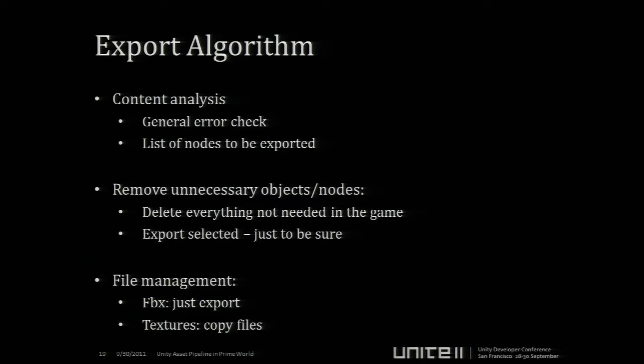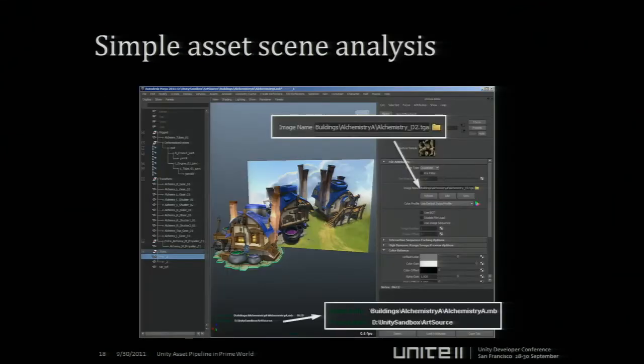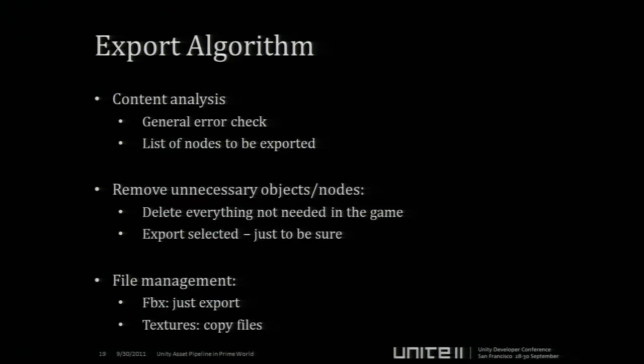What do we need to export an asset like this? First of all, we need to check for some general errors like missing materials or a missing mesh, stuff like that. Then we need to understand what nodes we need to export. As you can see in this example, we don't need to export this plane, because it contains concept art that is needed for production, but we don't need to see it in the game. As soon as we have understood which nodes we want to export, we need to remove all other stuff. You had better delete everything that is unneeded, and then do the export selected.